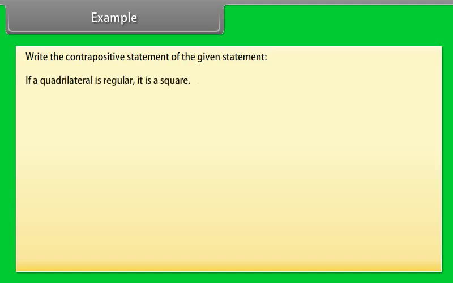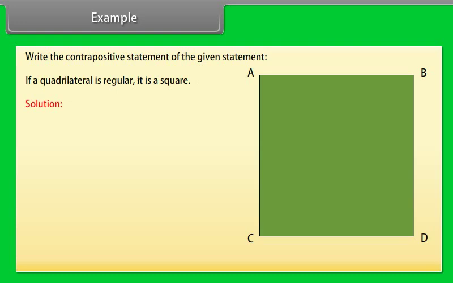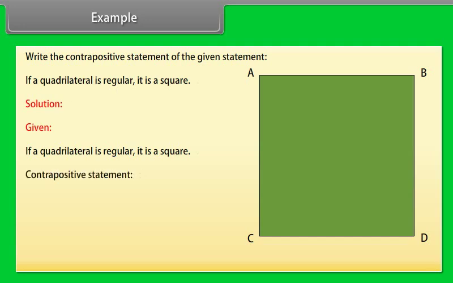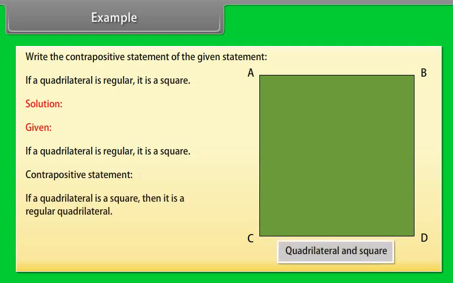Example. Write the contrapositive statement of the given statement. If a quadrilateral is regular, then it is a square. Solution. Given. If a quadrilateral is regular, it is a square. Contrapositive statement. If a quadrilateral is a square, then it is a regular quadrilateral.